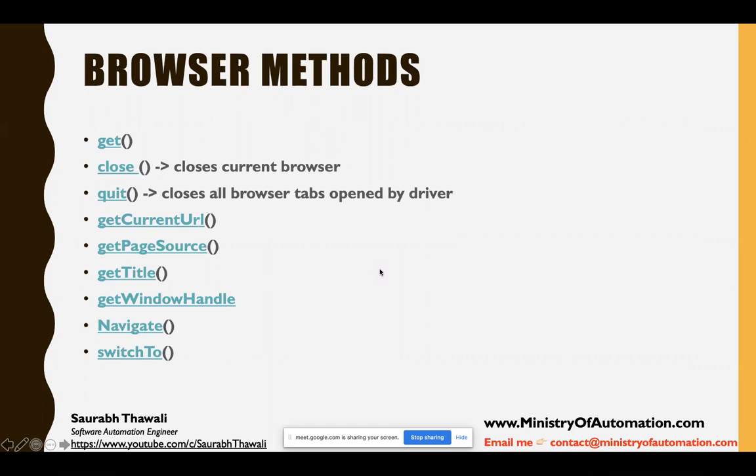Dot close basically closes the current browser which is invoked by the driver, and there is also a method called dot quit. So what is dot quit? It closes all the browser instances opened by the driver.